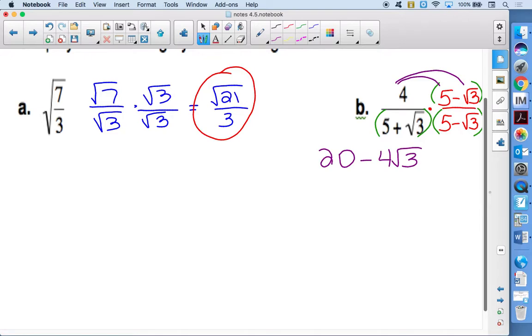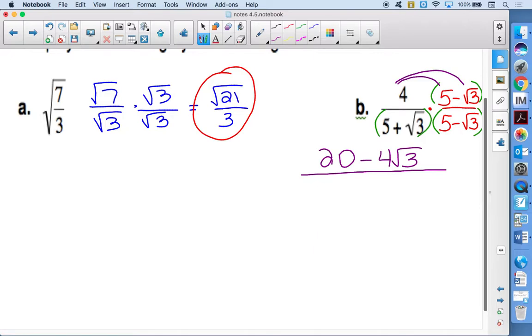Can I take 20 minus 4 square roots of 3 and get 16 square roots of 3? No. Again, whole number, number with square root. They have to be exactly the same in order to combine them together. So this 20 is not a like term with 4 square roots of 3. So it just stays like that, 20 and then minus 4 square roots of 3. A lot of rules with numbers, especially square roots.